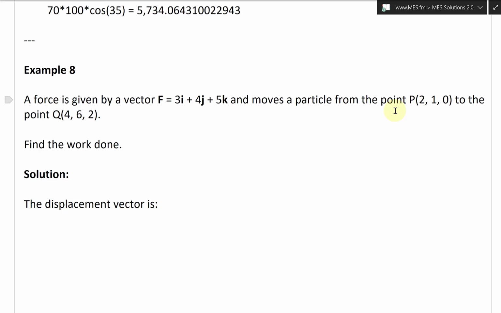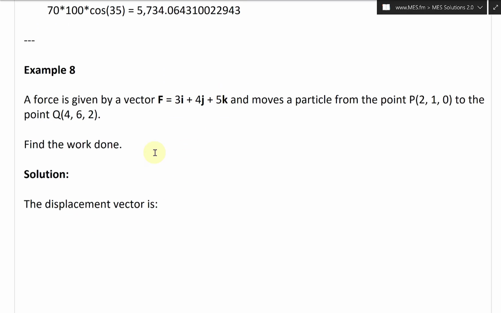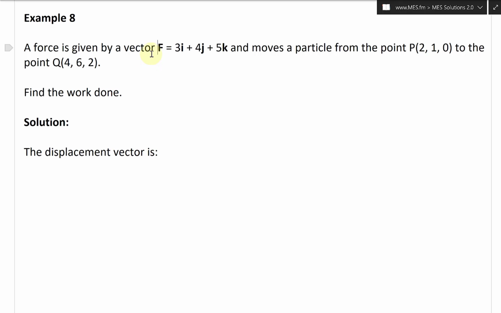So we have the displacement we can calculate, and we have the force, and we can just find the work done. The displacement vector is, well, we can solve it. Let's just solve this one first, and then we can do the dot product and solve it, but I want to graph it a bit. So let's go to the displacement vector D. This equals the vector from P to Q, or the displacement there.